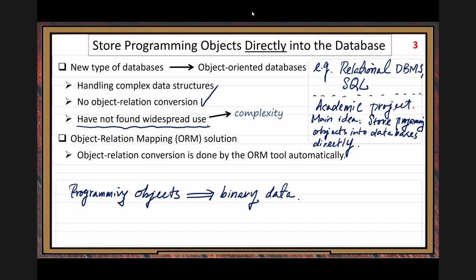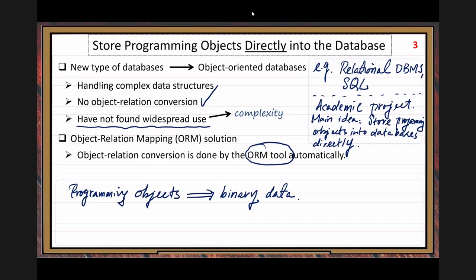Object relation conversion is done by the ORM tool automatically. A mapping tool was created to do that conversion, so we as programmers do not need to do it. The reason is that the conversion work is tedious, especially if you think about a large number of tables.